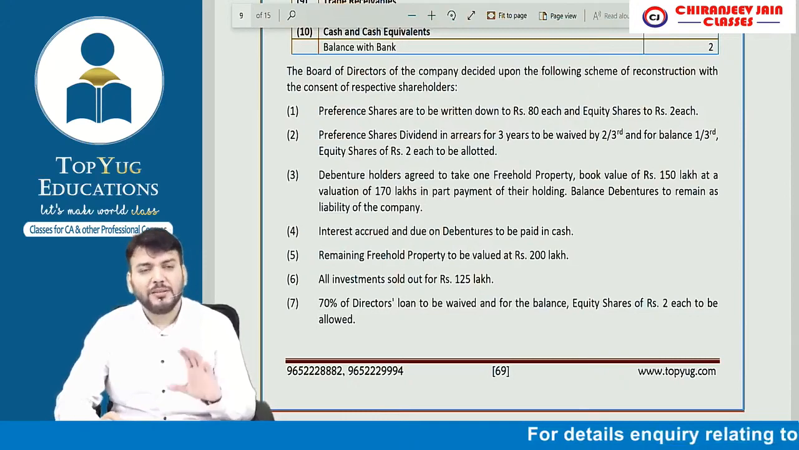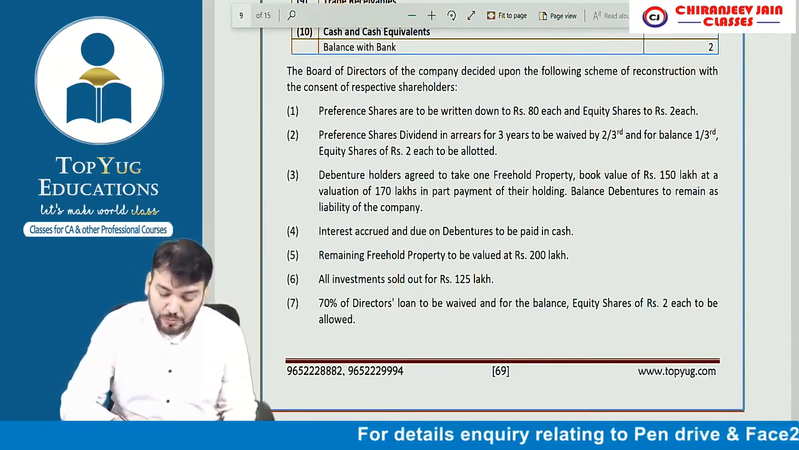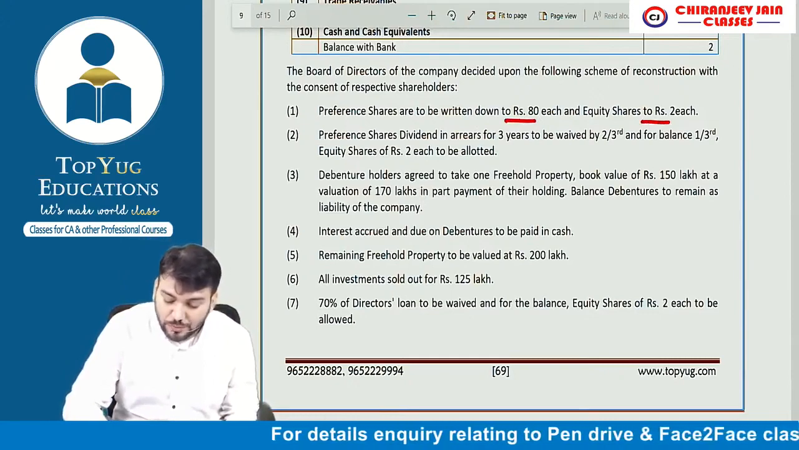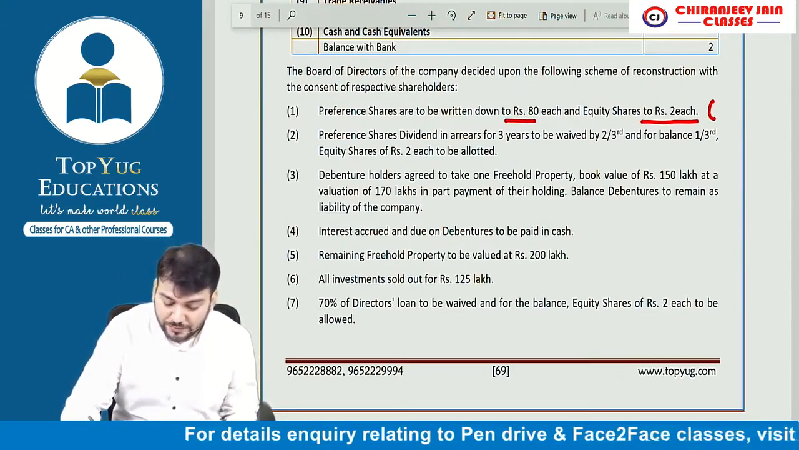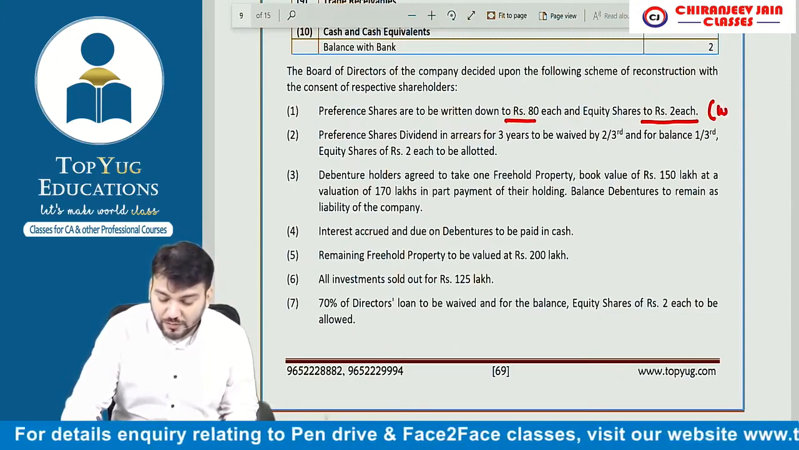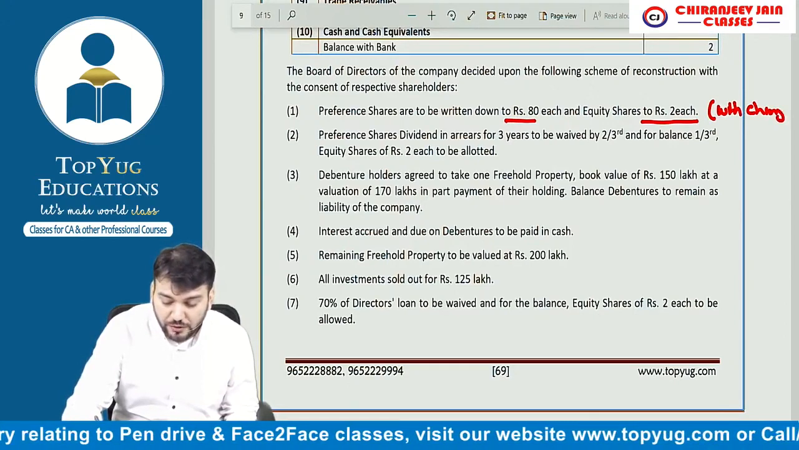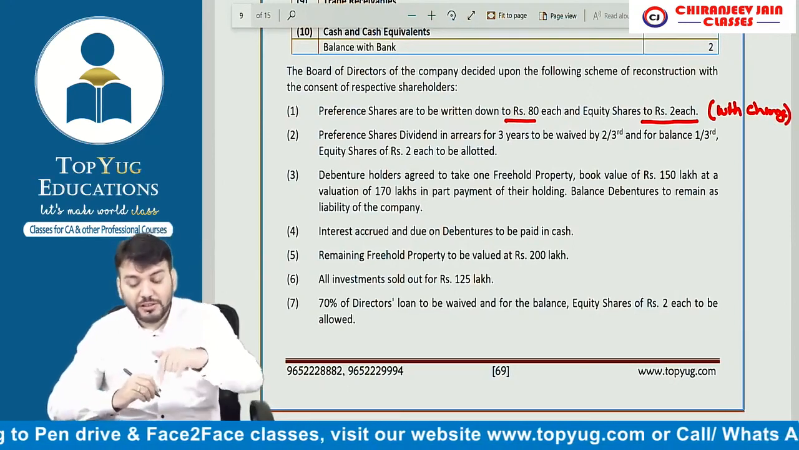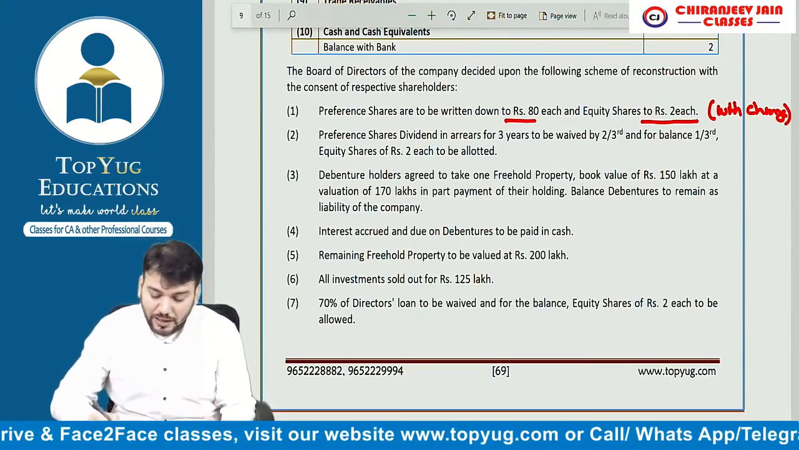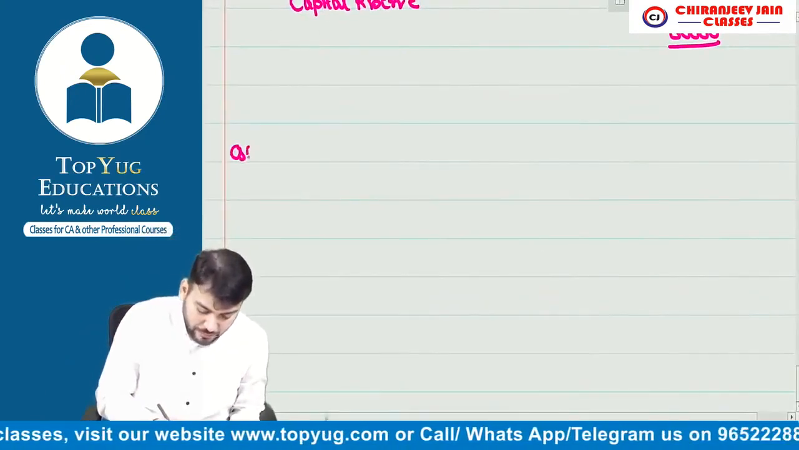So the board of directors of the company decided upon the following scheme of reconstruction with the consent of respective shareholders. Means they have already taken consent. Preference shareholders are returned 2 rupees 80 each and 2 rupees 2 each. Means this is a reduction with change in face value. Correct. So both equity shares and preference shares have to be reduced. So let us do it. We are doing question number 6.